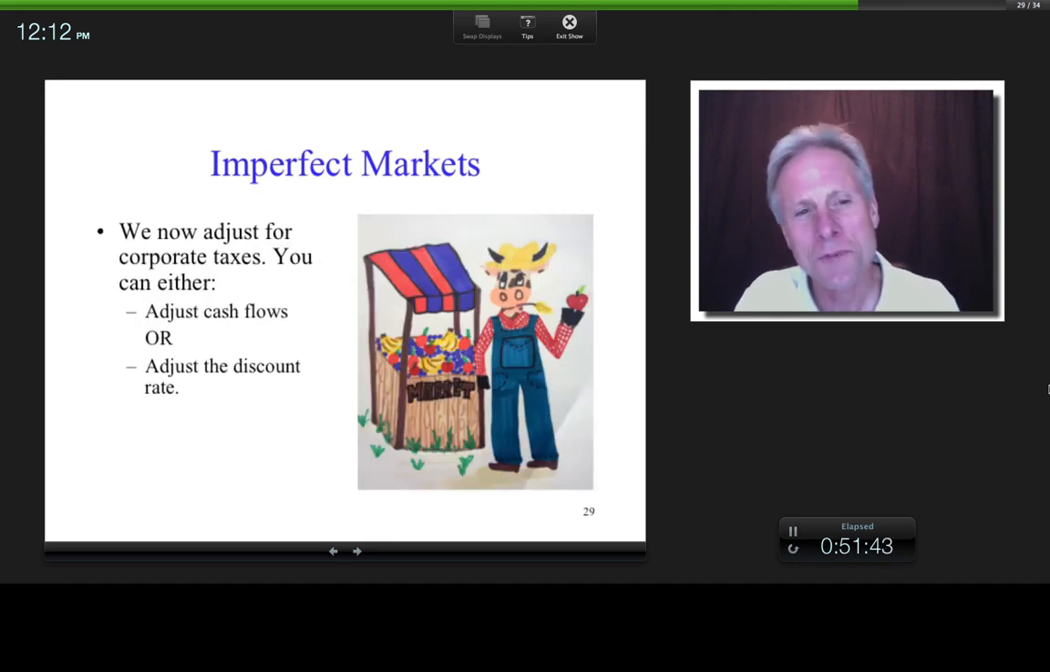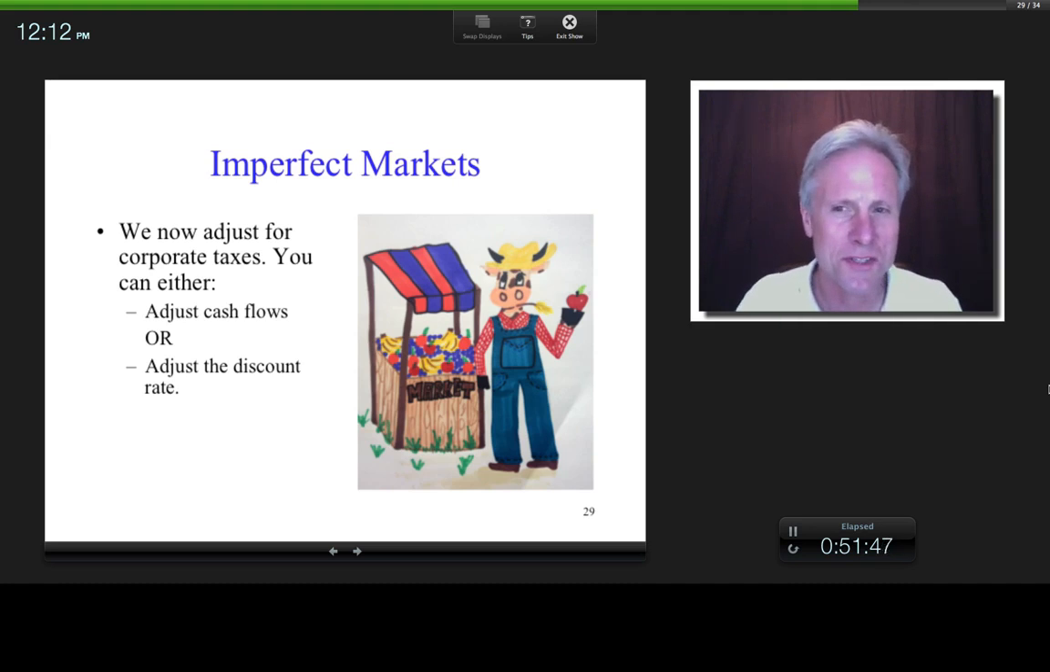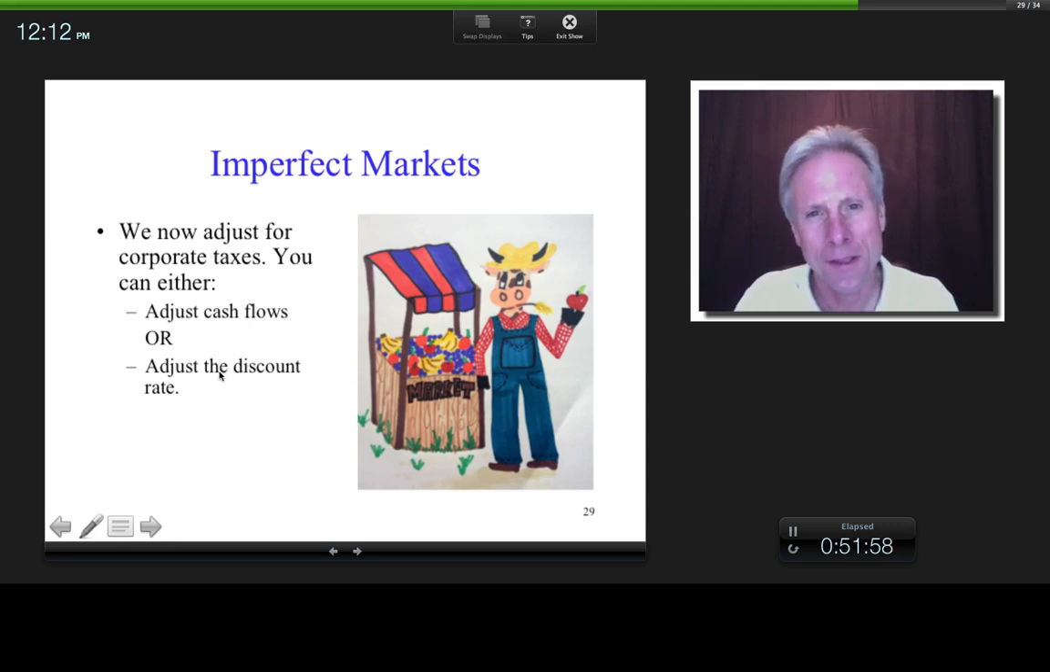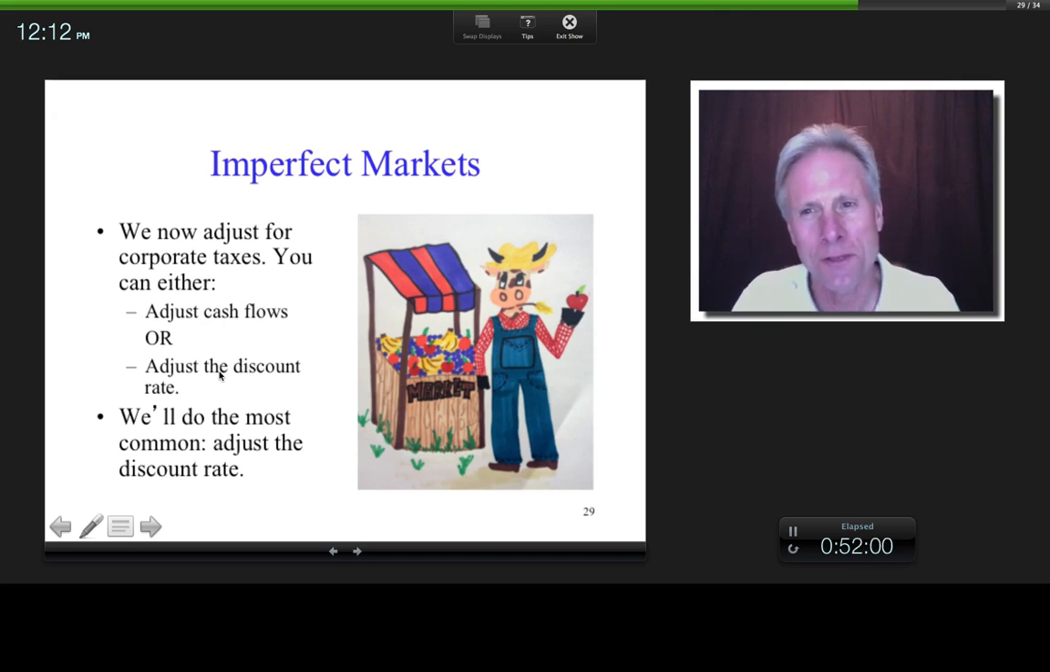All right, so let's move to imperfect markets. And as I mentioned earlier, all we're going to do is taxes. I mean, we could adjust the cash flows, but we're going to focus on incorporating taxes and adjusting the discount rate when we incorporate taxes. That's the most common thing to do.